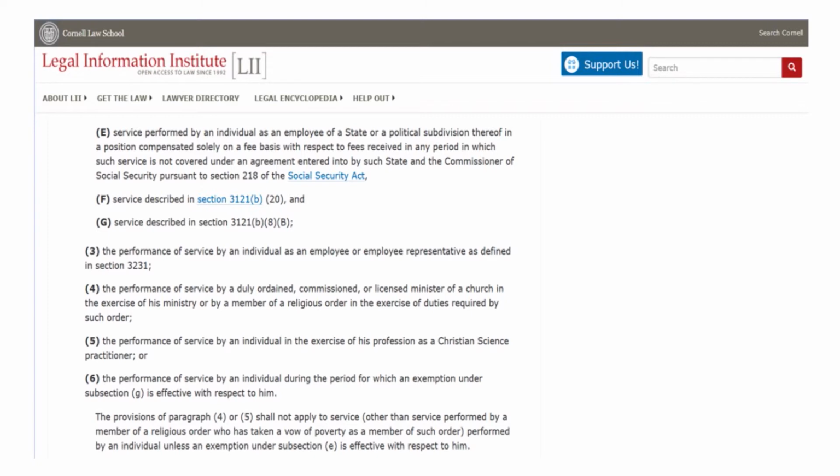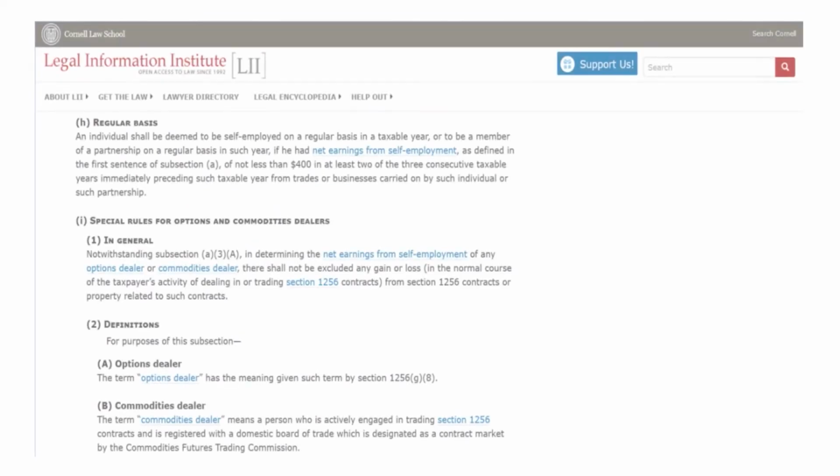We're showing you right now on the screen what that particular section means, and this is courtesy of the Cornell Law School. So we're showing you 1402, 1402C, and 1402H.